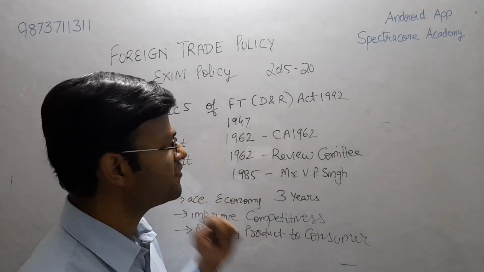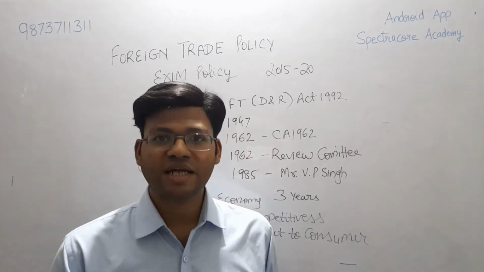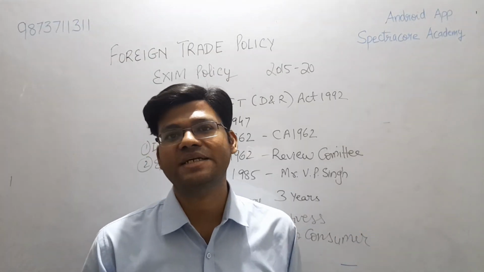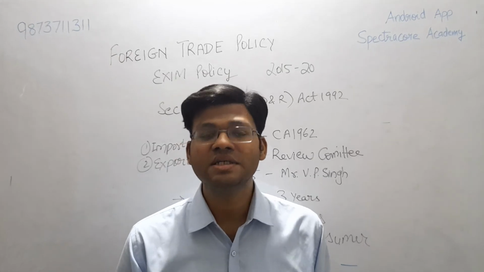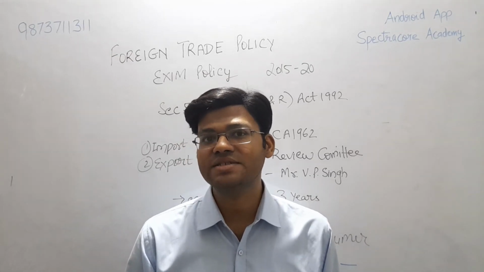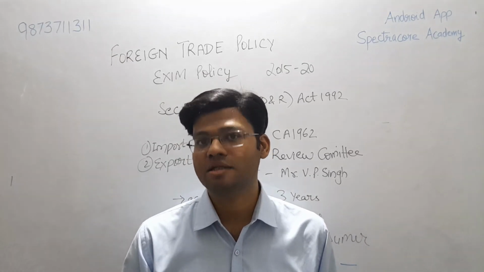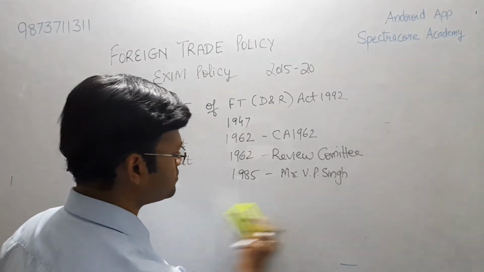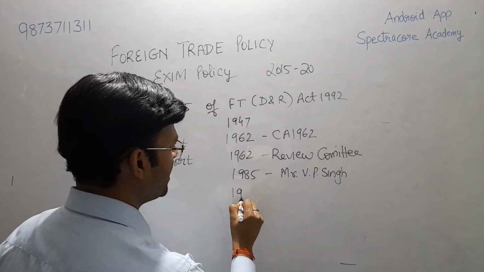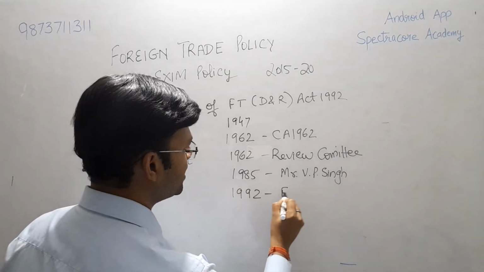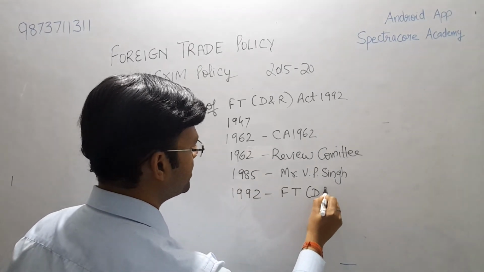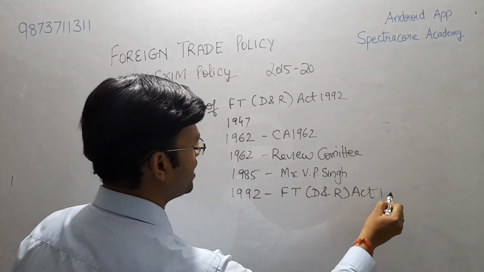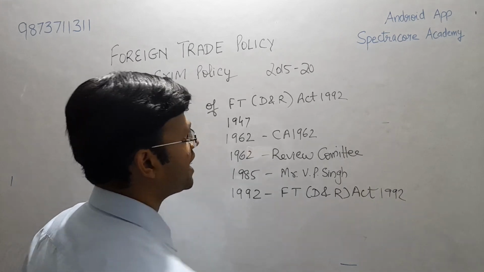So in 1985, when the Commerce Ministry decided to implement the foreign trade policy, it was for 3 years and they had certain objectives in mind which were quite successful. Since they got the success, they decided to enact it as a law, as an act, and hence in 1992 the Foreign Trade Development and Regulation Act was enacted, and hence it is known as the Foreign Trade Development and Regulation Act 1992.